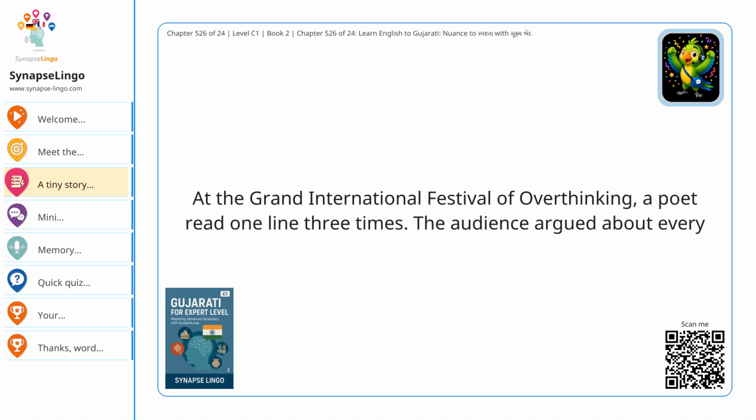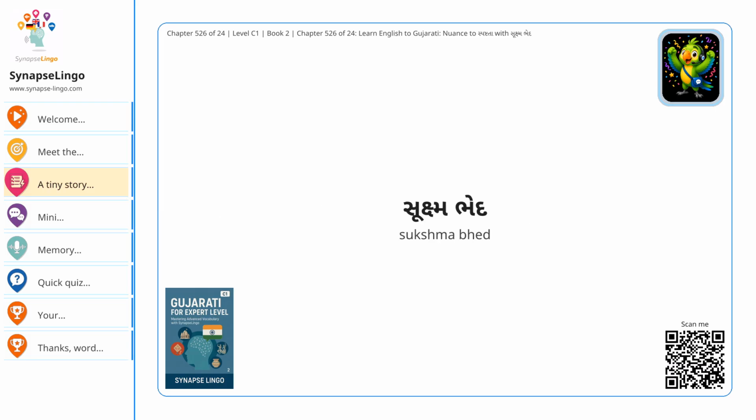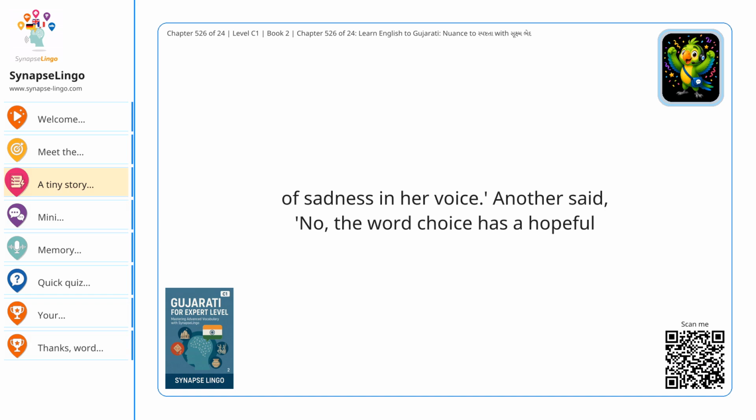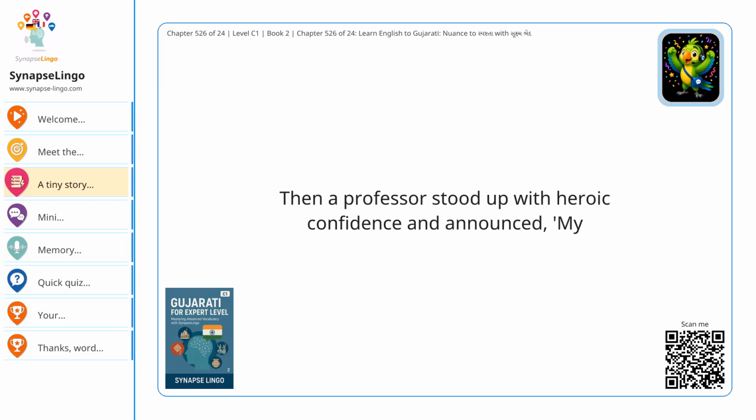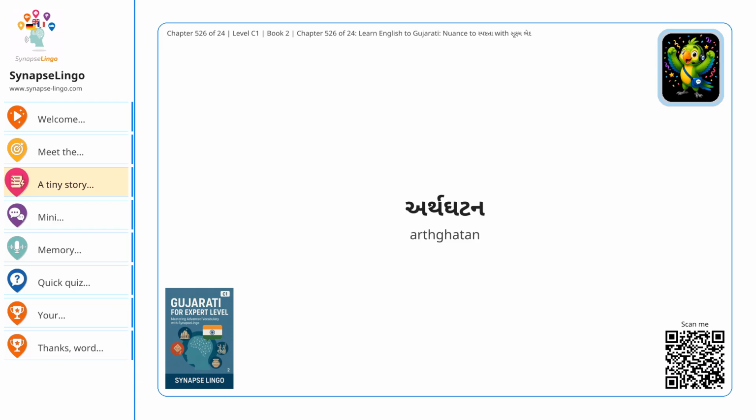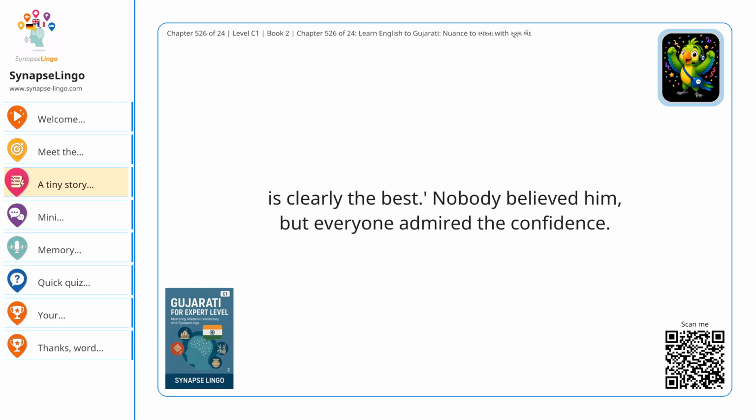At the Grand International Festival of Overthinking, a poet read 1 line 3 times. The audience argued about every सूक्ष्म भेद. One listener whispered, there is an अंतर्निहित भाव of sadness in her voice. Another said, no, the word choice has a hopeful गौणार्थी अर्थ. Then a professor stood up with heroic confidence and announced, my अर्थघटन is clearly the best. Nobody believed him, but everyone admired the confidence.